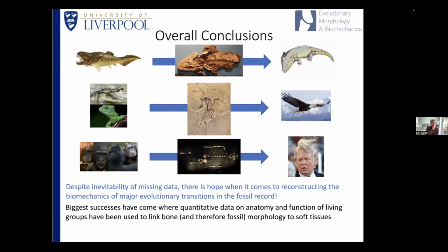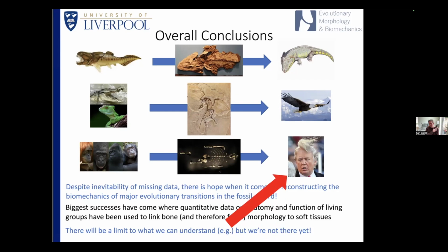And the biggest successes have come where we've actually measured anatomy and function in living animals first before going to the fossils, and developed new ways to link bony morphology to soft tissue in living animals that can then be applied to fossils. But of course, there will be a limit to what we can understand, but we're not there yet. There's still more work to be done and still improvements to be made. But there will be some things that forever defy explanation. And that's where I'd like to stop.